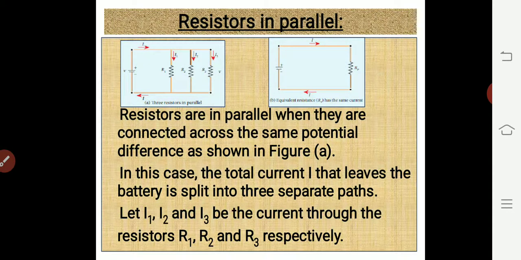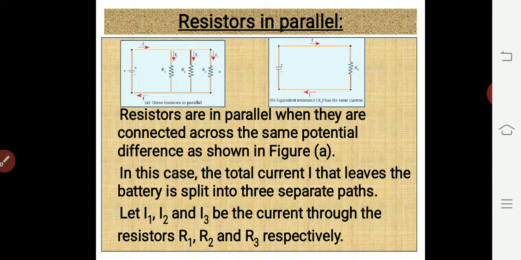Next one is resistors in parallel. Parallel connection. This is pakka inaippu. Resistors are in parallel when they are connected across the same potential difference. In this case, the total current I that leaves the battery is split into three separate paths.